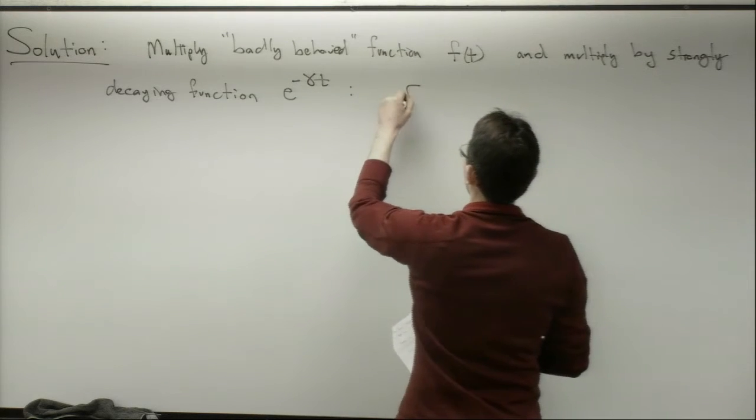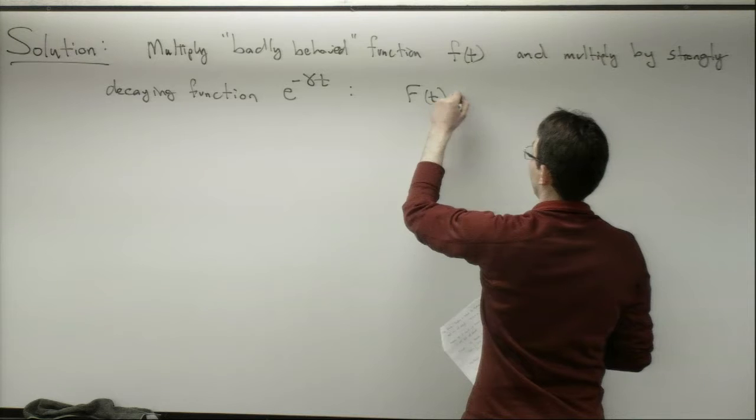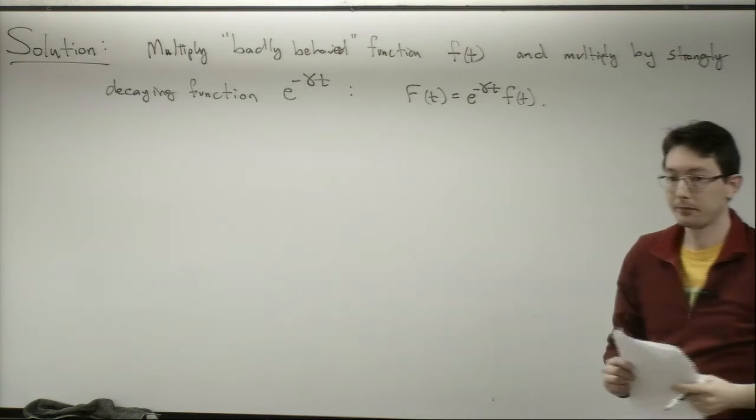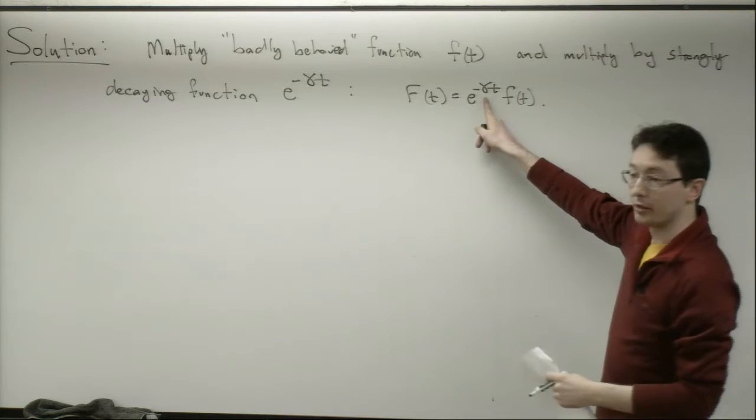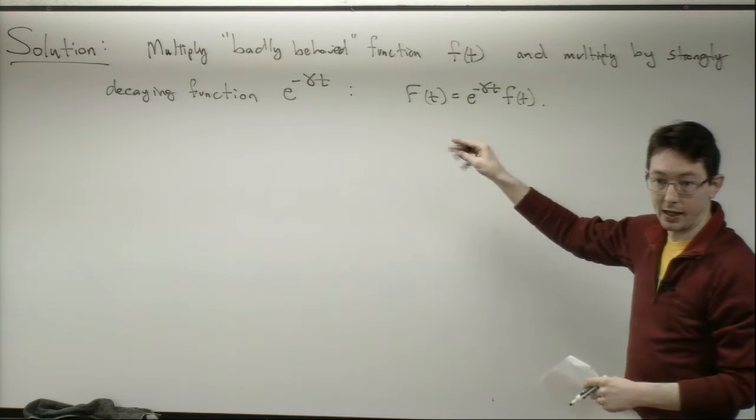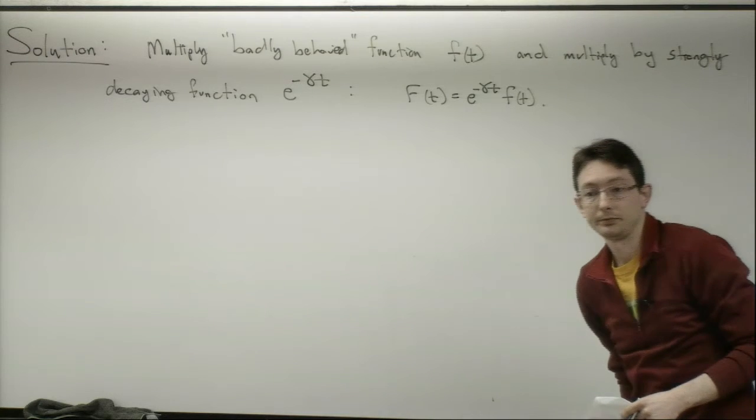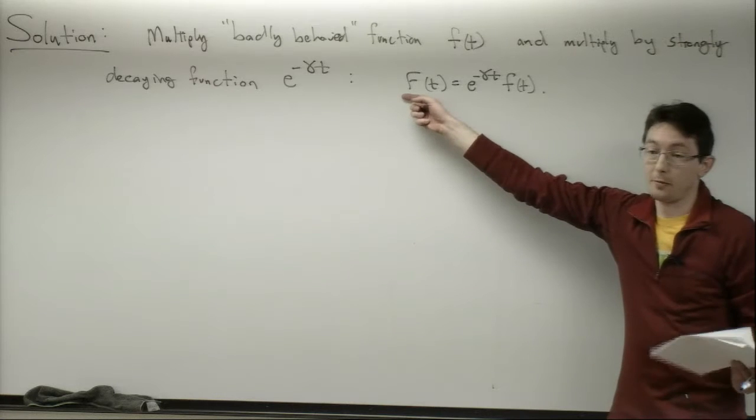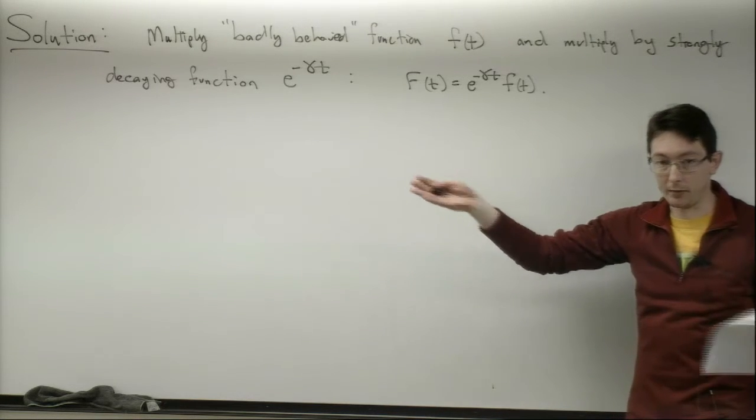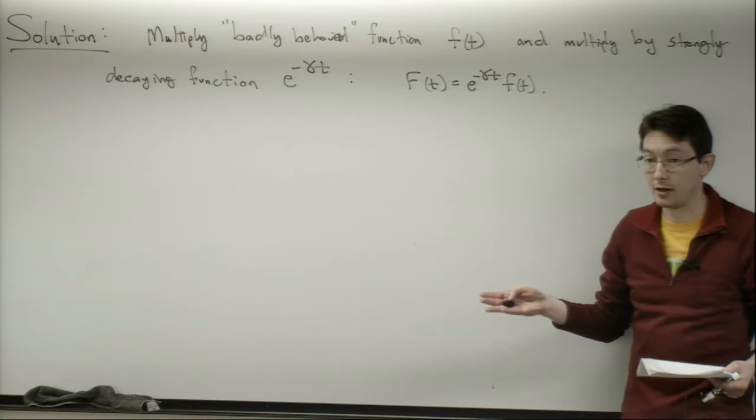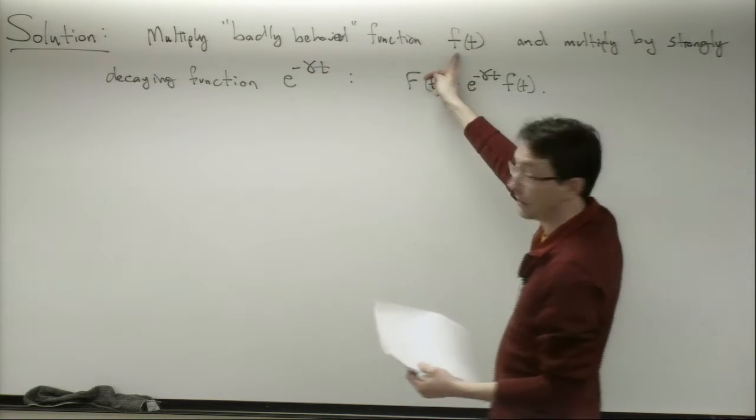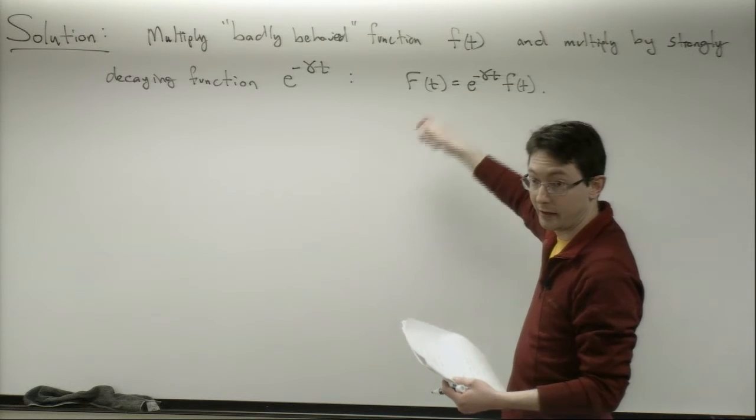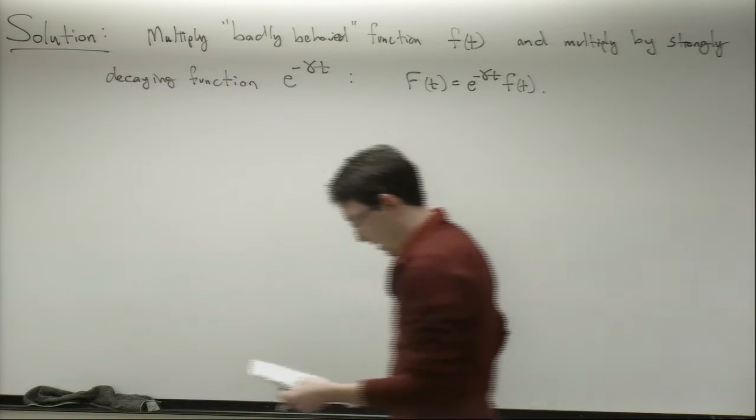So I have some new function, big F of t, equals e to the minus gamma t times my original badly behaved function f of t. And I'm going to choose this gamma large enough that this is forced to decay for time going to positive infinity. Okay? And then I'm going to Fourier transform big F. I still think that Fourier transforms are going to be a useful concept, but I can't do Fourier transforms on my badly behaved function. So I multiply it by a really largely damped exponential, and then I can Fourier transform this.